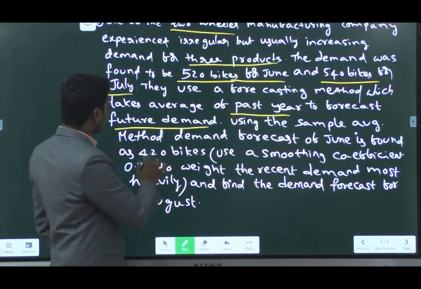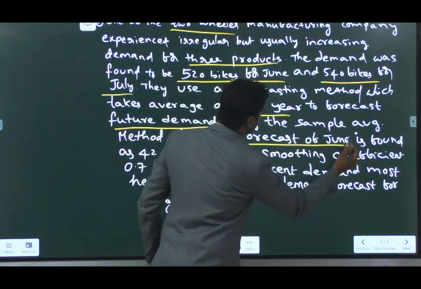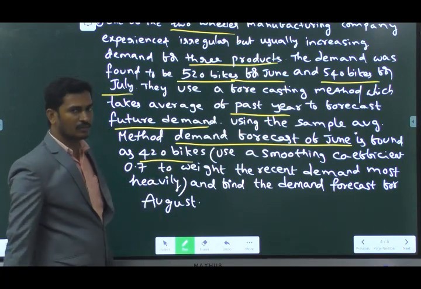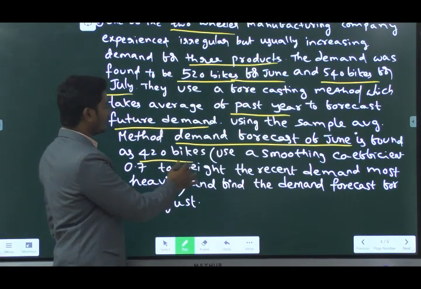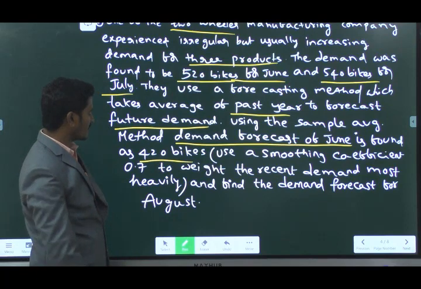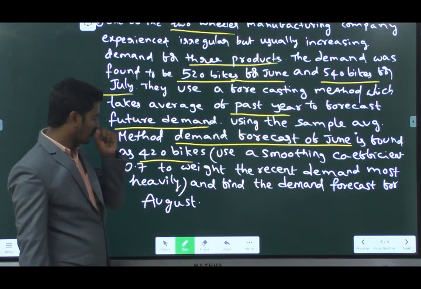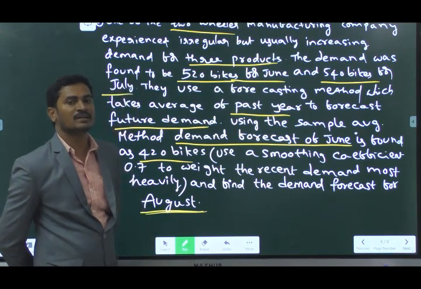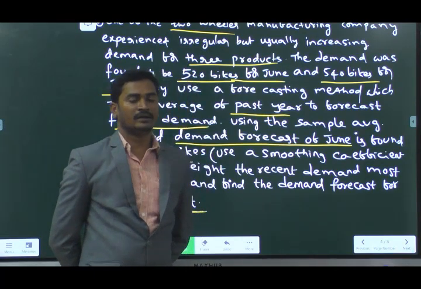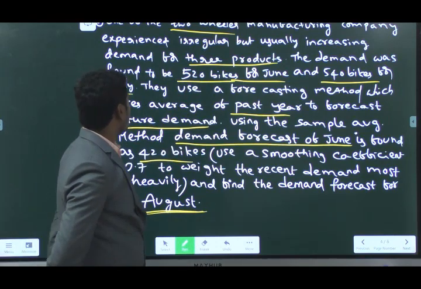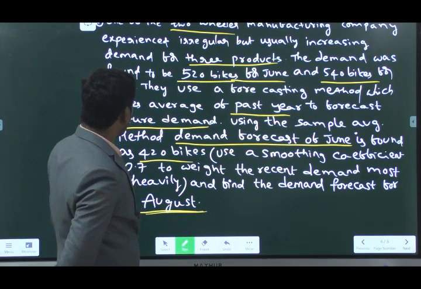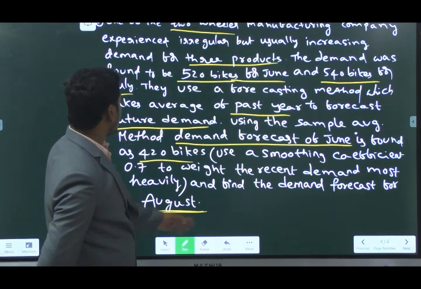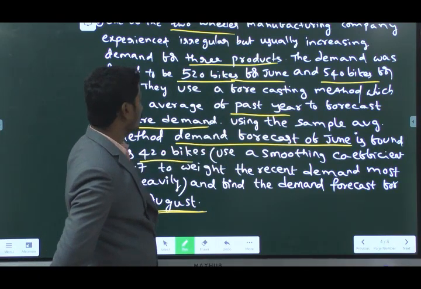Using the simple average method, the demand forecast of June is 420 bikes, and here we use a smoothing coefficient of 0.7 to weight the recent demand most heavily and find the demand forecast for the August month. Here we have to calculate the demand forecast for August. They mentioned the alpha value, 0.7, and also the forecast demand for the June month, 420 bikes.